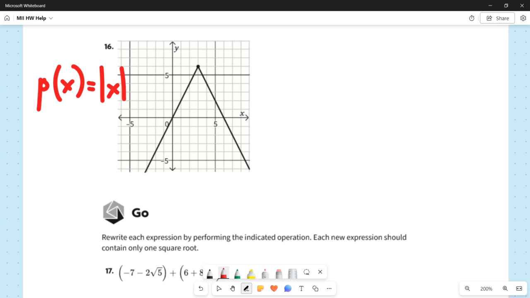In the parent function, our vertex is, as always, at the origin, at 0, 0. And again, pretty clearly, this vertex is not at the origin. It's in quadrant 1. And so in order to get from my previous vertex with the parent function to my new vertex for this function, we'll mix it up a little bit, we'll call it g of x.